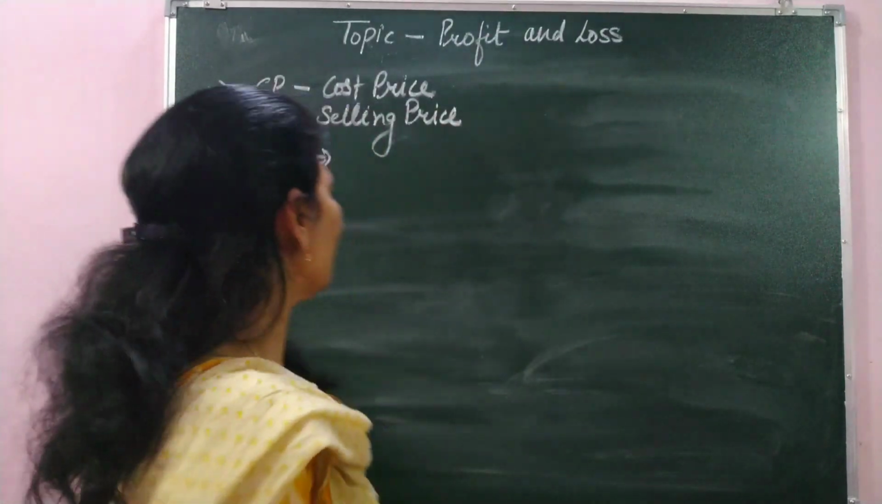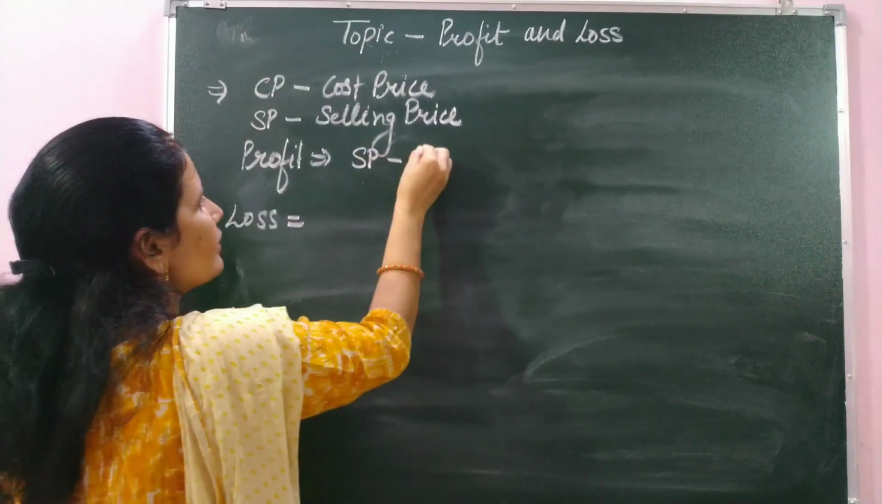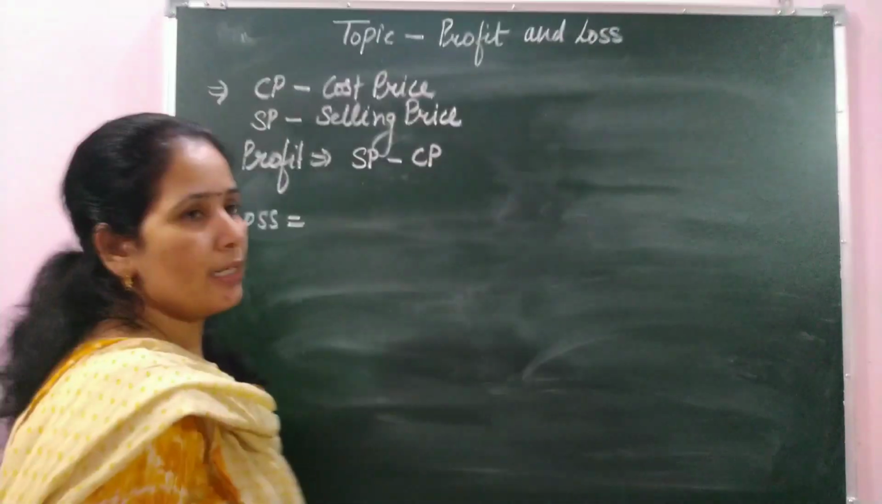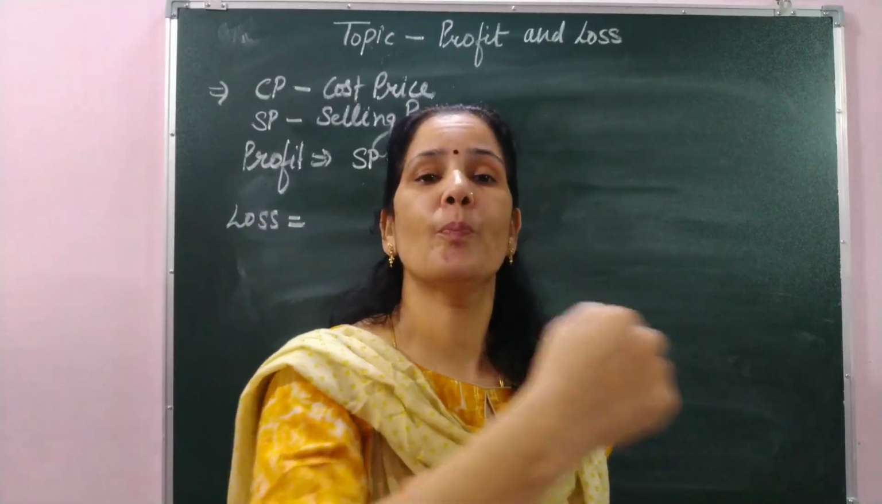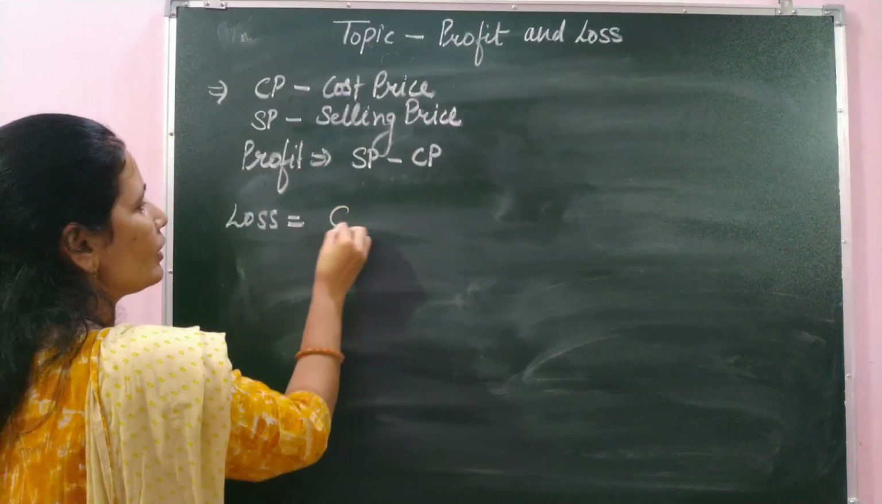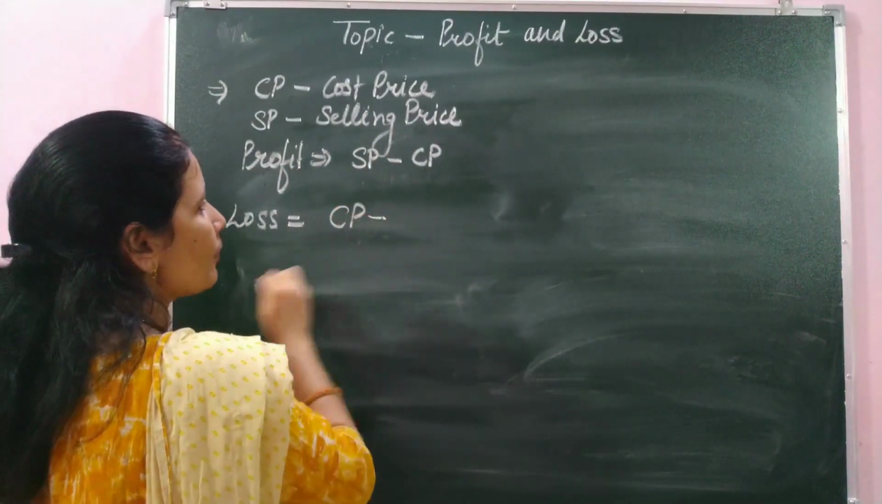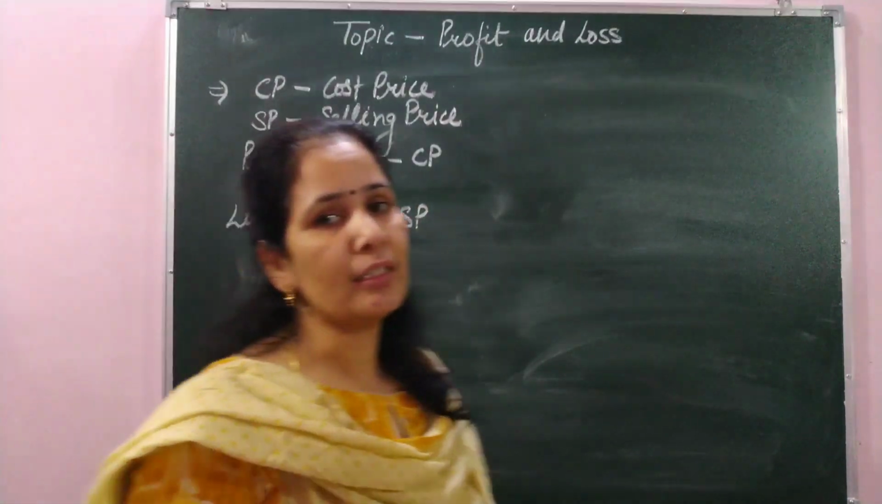So students, you get profit whenever SP is more than CP. Whenever you get more money than what you paid, that means you get profit. And loss, whenever the selling price is less than the cost price, the purchasing price. In that case students, you will get loss.